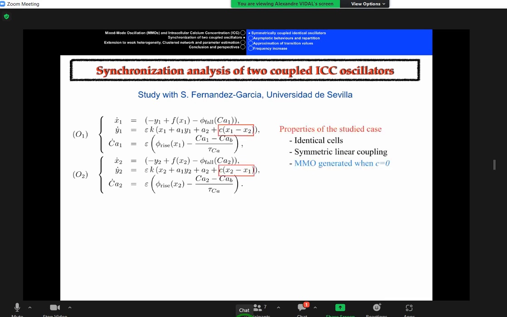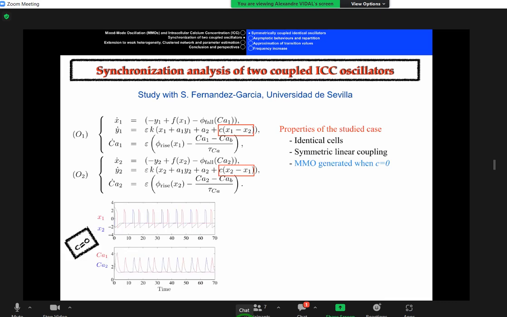Okay. And the properties in this studied case mean that we have identical cells and symmetric linear coupling. And for C equal to 0, we choose the parameters so that we have generated MMOs, and so quiescent phase in the ICC.